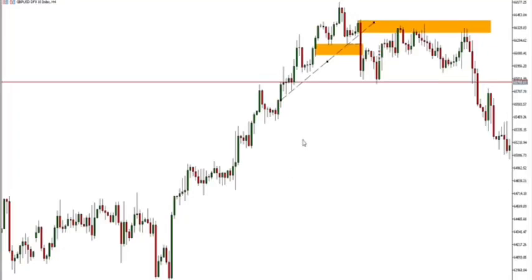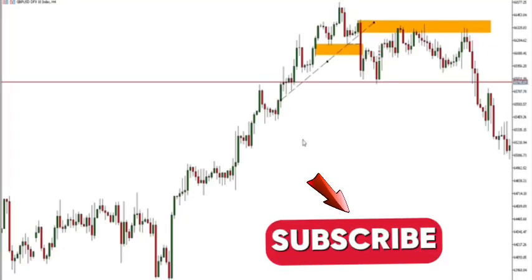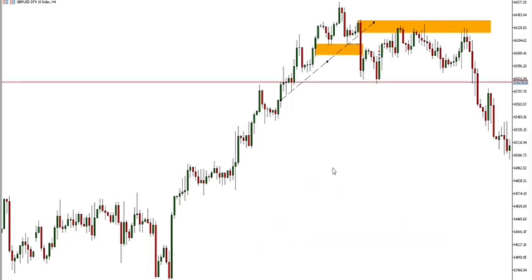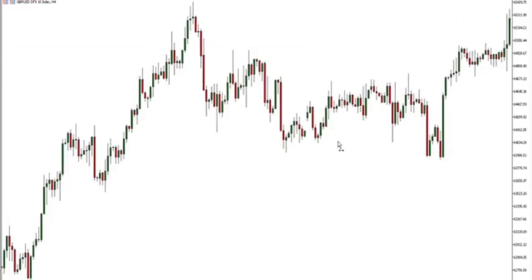Let me show you one of my favorite trading strategies. It is called the trend reversal strategy. I use this strategy almost every day, whether I'm trading in the Forex market or the crypto market. I'm going to show you how to actually use this strategy.